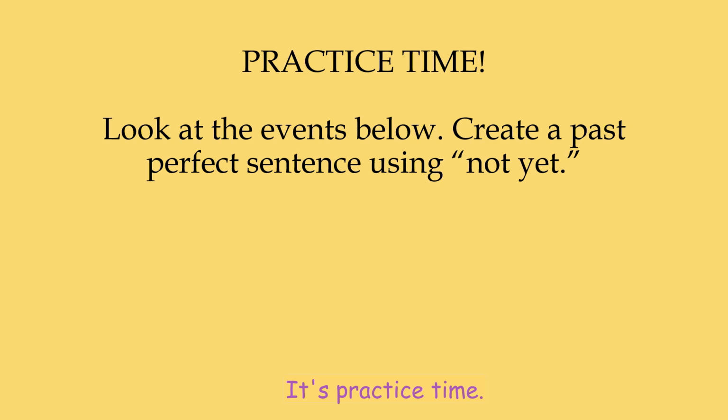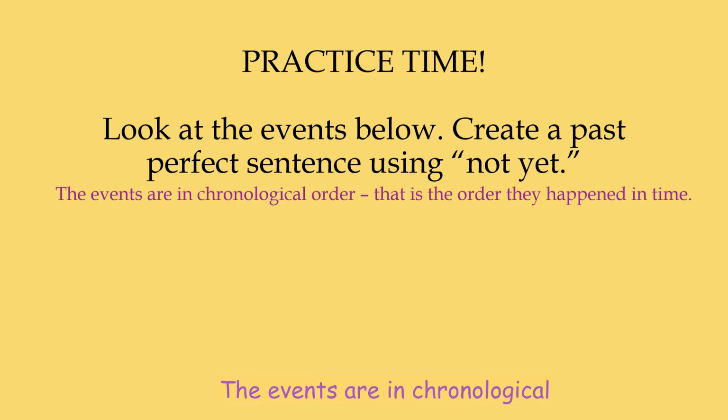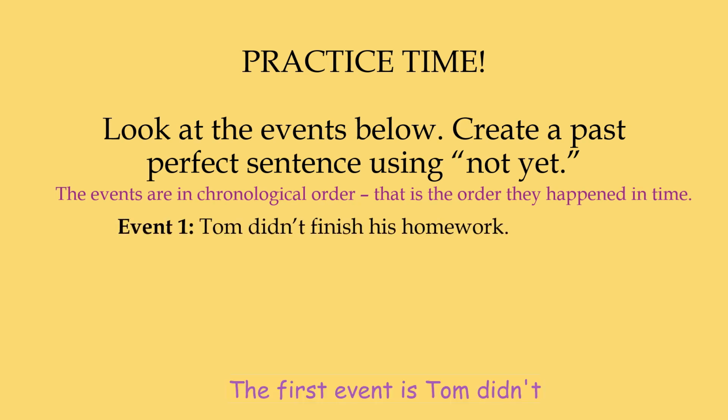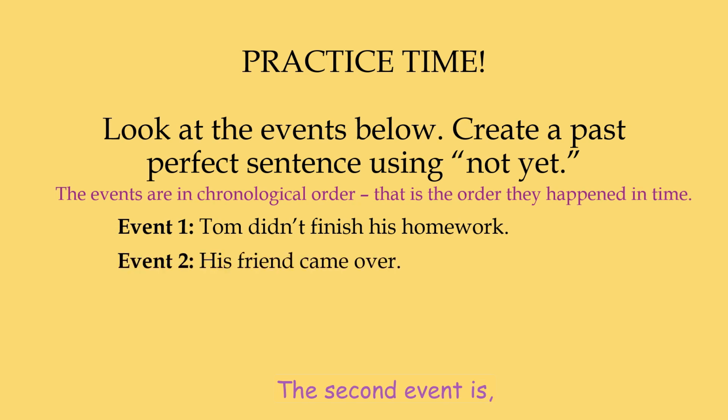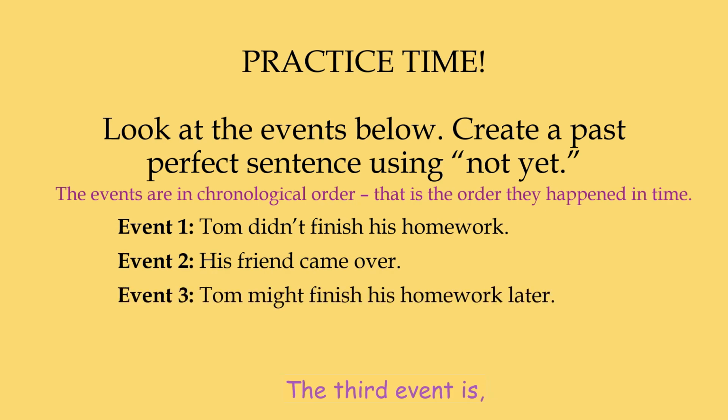It's practice time. Look at the events below. Create a past perfect sentence using not yet. The events are in chronological order. That is, the order they happened in time. The first event is Tom didn't finish his homework. The second event is his friend came over. The third event is Tom might finish his homework later. We'll do the first one together.